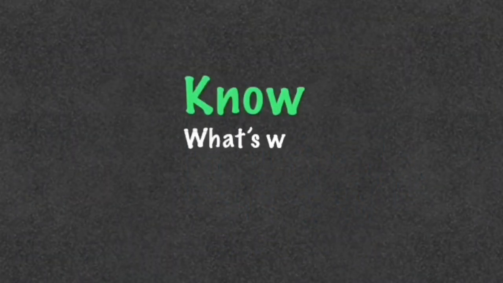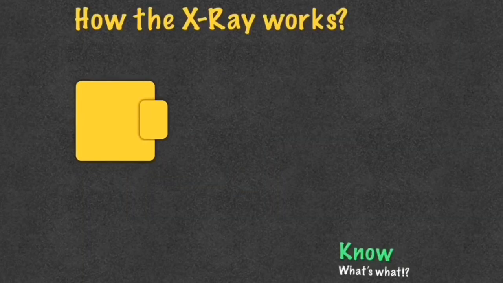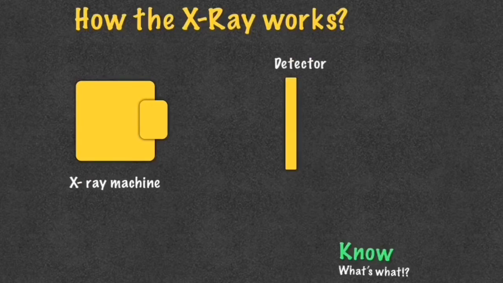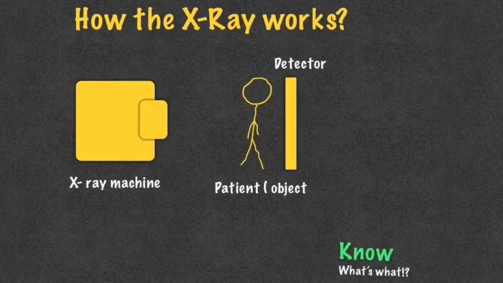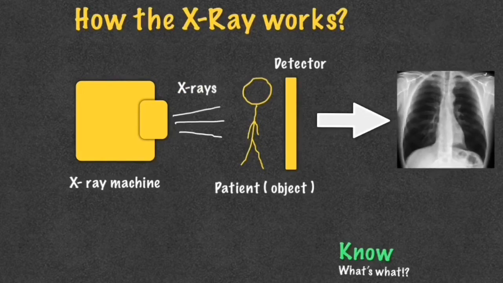Hi, in this video we are going to learn how the X-ray works. So here is the X-ray machine and here is the detector. Just imagine the person standing facing the detector. The X-ray machine releases the X-rays, and these X-rays, when passed through the object or the person, reach the detector, and then the image is produced, and this image is called X-ray film.